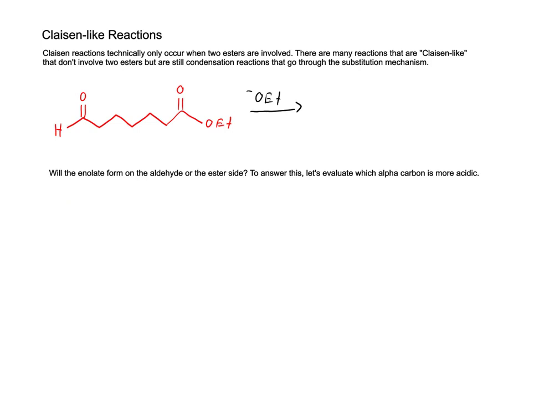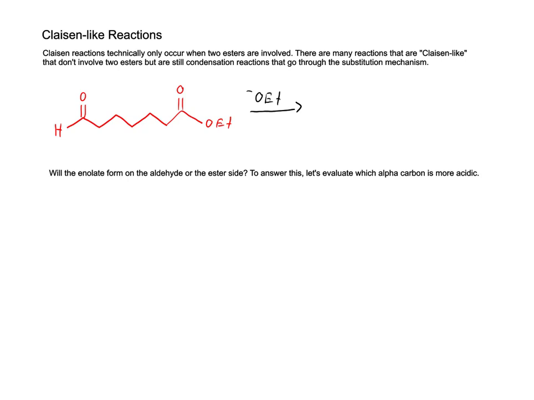Last up for the Claisen section of this video, let's talk about Claisen-like reactions, or Claisen-related reactions. So a Claisen reaction technically occurs only when 2 esters are involved. There are many reactions that are Claisen-like that don't involve 2 esters, but are still condensation reactions that still go through the substitution mechanism. So let's take a look at this reaction that I have drawn right here.